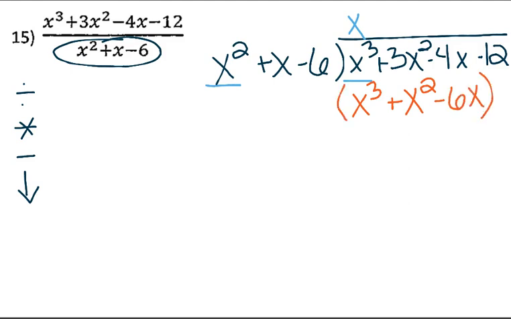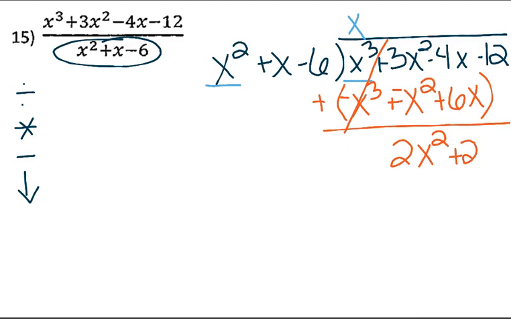All right, now we're going to subtract. Distribute my minus sign, so this is going to be a negative and a plus, so that now I can add them up. X cubed minus x cubed is 0. 3x squared minus x squared is 2x squared. Negative 4x plus 6x is 2x. And then I'm going to bring down the negative 12. Sorry, I'm kind of running out of room here.